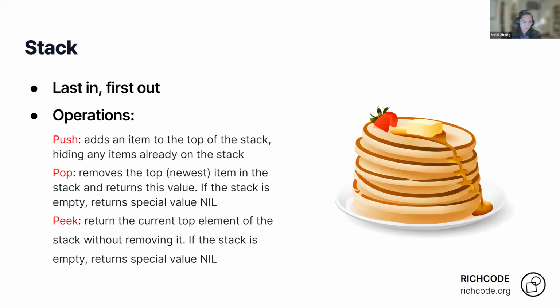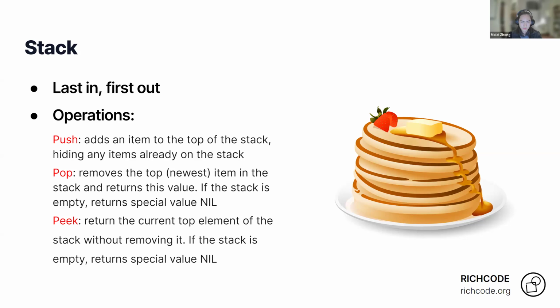It has three main operations: push, which adds an item to the top of the stack and hides any items already on the stack; pop, which removes the newest item in the stack and returns the value. If the stack is empty, it returns a special value called nil. And peek, which, like pop, returns the top element, but without removing it.